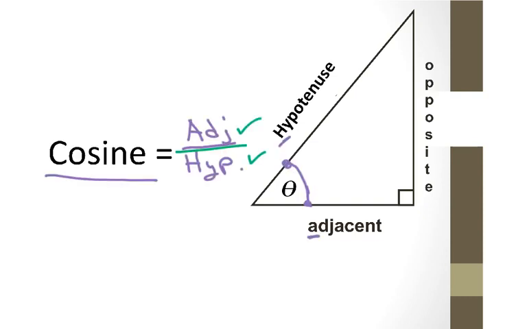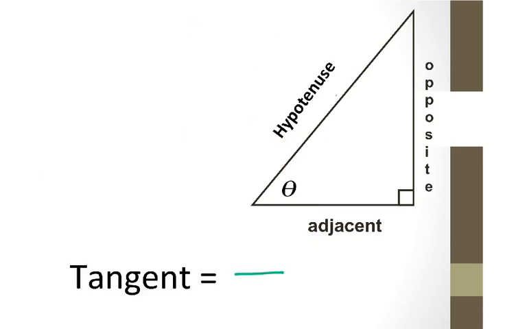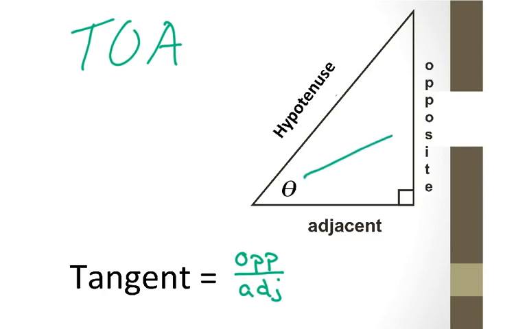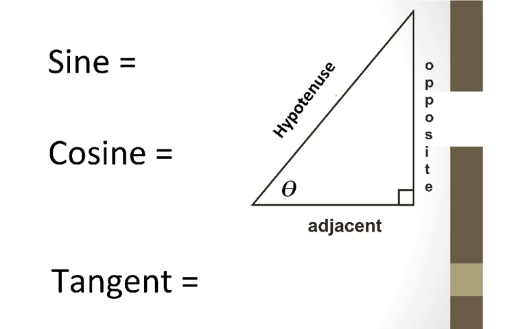Let me go back to cosine real quick. We can say CAH: cosine is adjacent over hypotenuse. So for tangent, we can say TOA. That's opposite over adjacent. Tangent is opposite over adjacent. So that's TOA. So why do we need to know that?